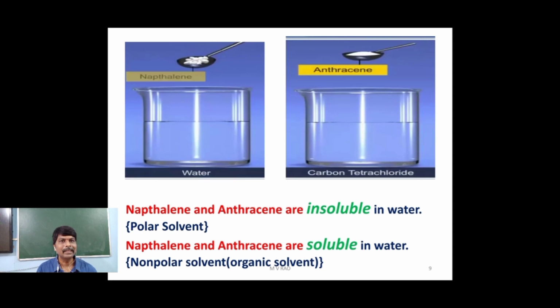Whereas the same naphthalene and the same anthracene, if you change the solvent and take carbon tetrachloride instead of water, are soluble in carbon tetrachloride. Carbon tetrachloride, CCl4, is an example of a non-polar solvent, an organic solvent. One more example of an organic solvent is benzene. These are examples of organic solvents or non-polar solvents.